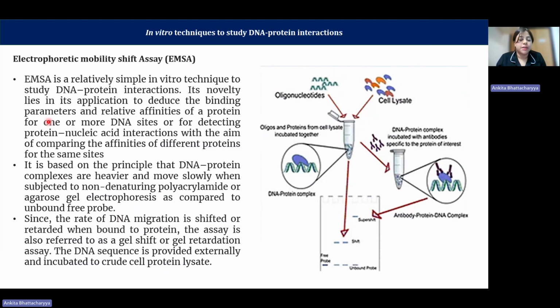It's based on the principle that these complexes are heavier, and as a result, they face more retardation and move slowly when they are subjected to a non-denaturing polyacrylamide gel as compared to the unbound free probe. And since the rate of DNA migration gets shifted or retarded when bound to your protein, the assay is often also referred to as gel shift or gel retardation assay. And then the DNA sequence is provided externally and incubated with the crude cell protein lysate.